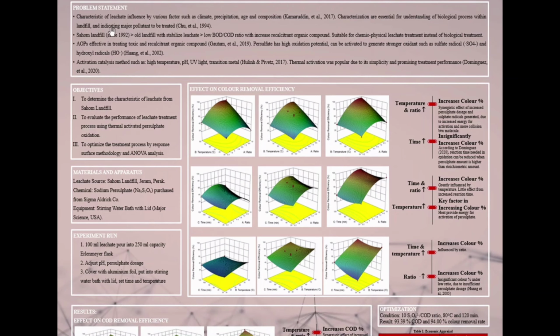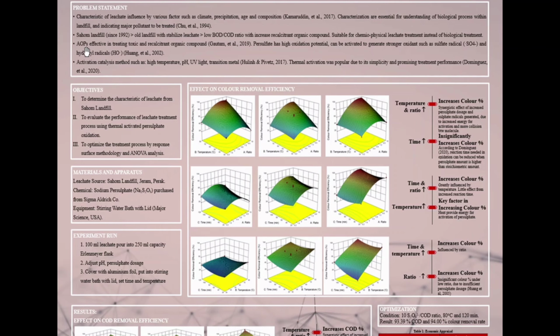For the problem statement, characteristics of leachate are influenced by various factors such as climate, precipitation, age, and composition. Malaysia landfill leachate has high quantity due to precipitation, and food waste is the major composition. Sahom landfill, which is the source of leachate used in the experiment, has operated since 1992. It is an old landfill with stabilized leachate having a low BOD to COD ratio with high recalcitrant organic compounds. Hence, it is suitable for chemophysical leachate treatment instead of conventional biological treatment.